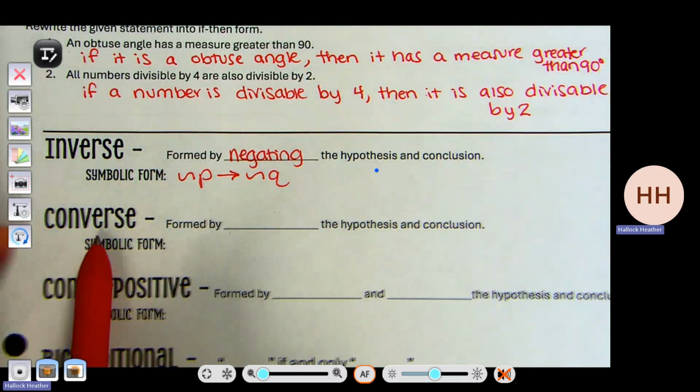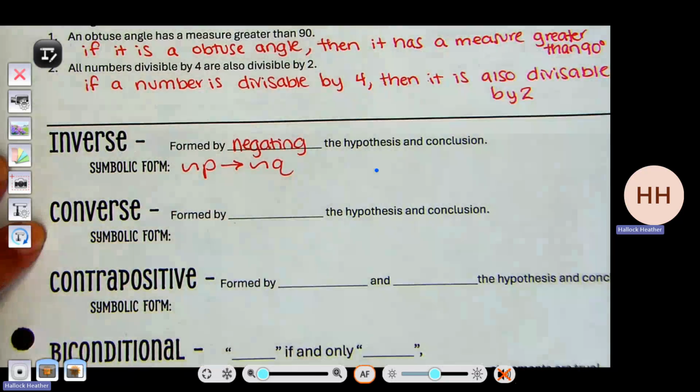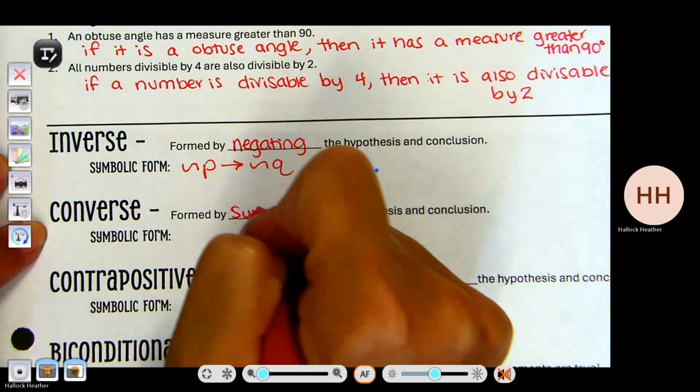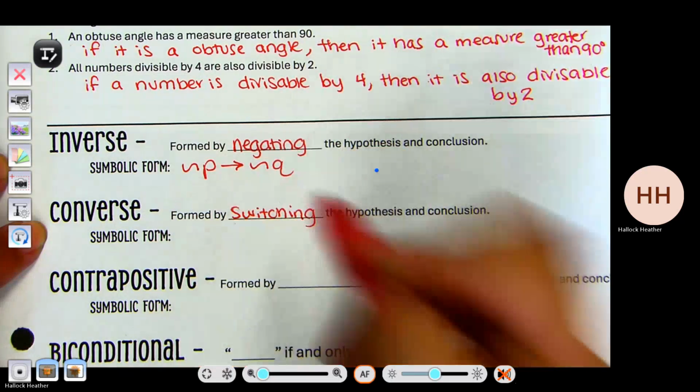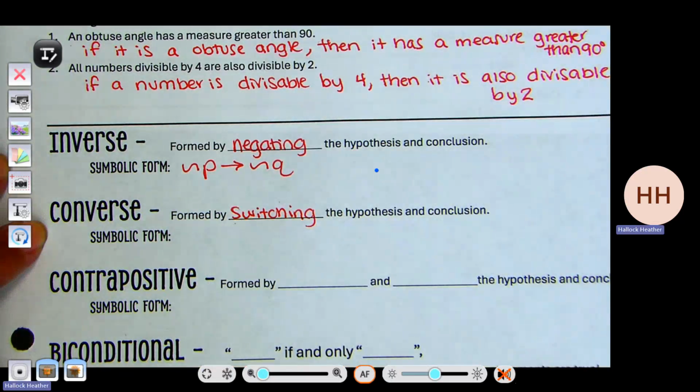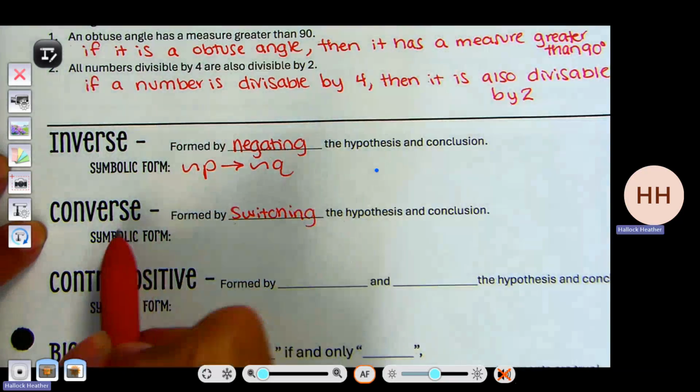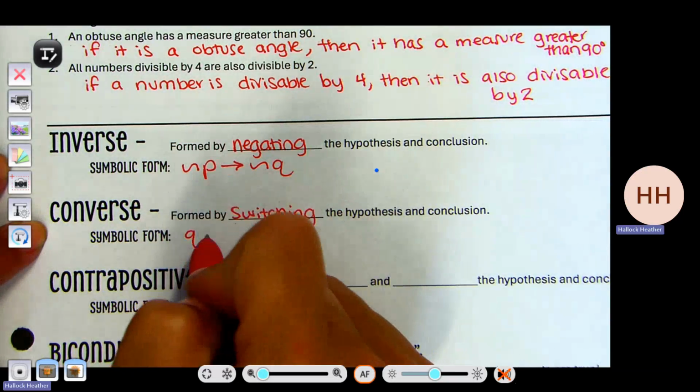Okay. The converse, if they ask for the converse, this is formed by just switching the sentence. So you're flipping your statement. So I would say, if school's canceled, then the hurricane came. So the symbolic form is just switching Q to P.